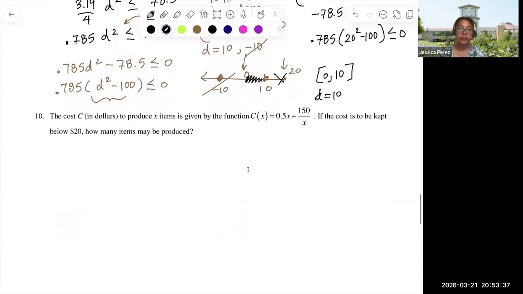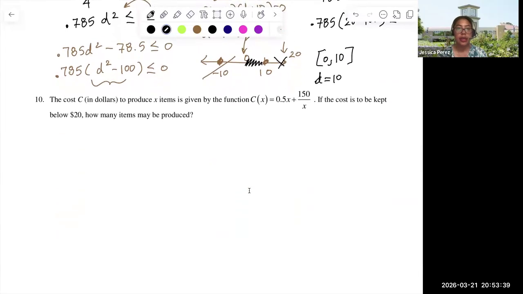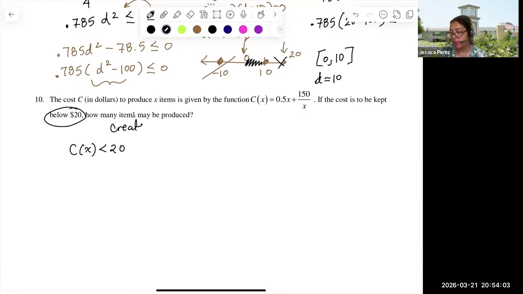Okay. Let's look at the last question. The cost in dollars to produce x items is given by the function C of x equals 0.5x plus 150 over x. If the cost is kept below, so it's already saying below 20, how many items may be produced? So they're saying that C of x should be below 20. So we create the inequality.